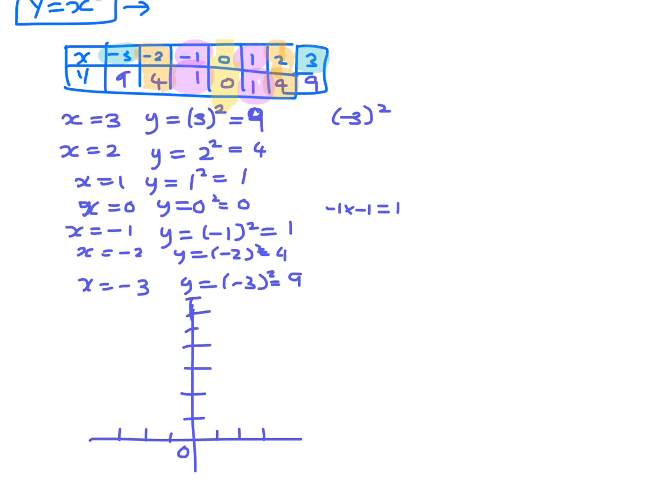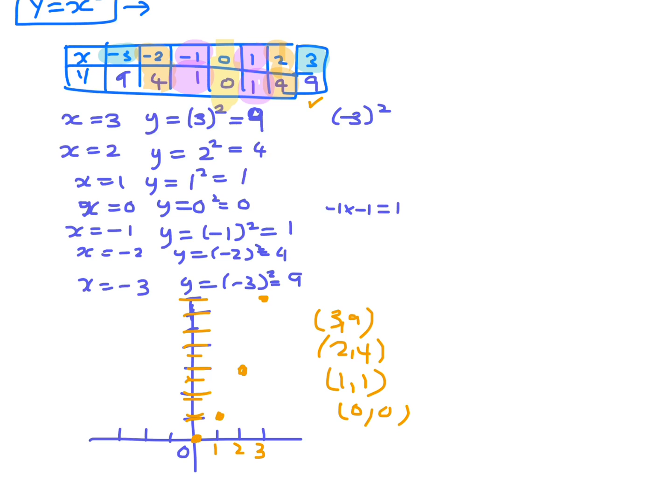So when we're sketching this, first of all go 3 to the right, and then go up 1, 2, 3, 4, 5, 6, 7, 8, 9. So go up to 9. The second one you do is 3, 9, then 2, 4. So go across to 2 and then go up 1, 2, 3, 4. So it's about there. Then 1, 1: across to 1, up to 1. And then 0, 0 is your next point.